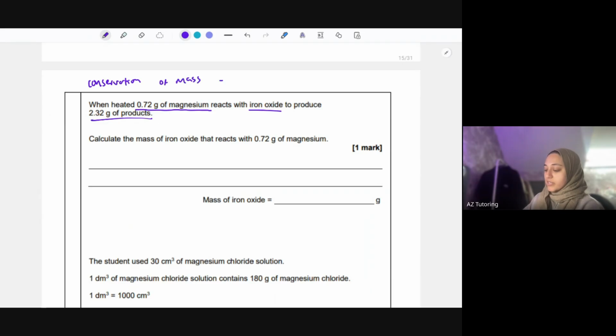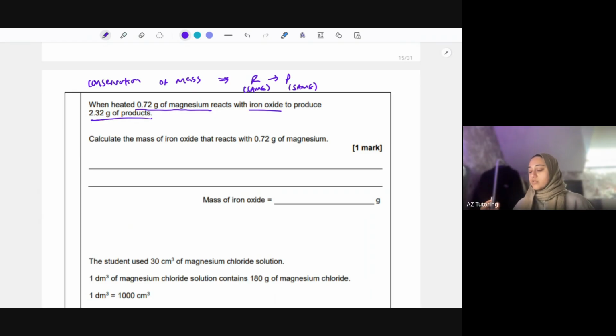that whatever reactants you put into a reaction, you're going to produce the same amount of products. So the mass has to be the same. You can't have a decrease or an increase in mass. It's a bit like conservation of energy. Energy is just never created or destroyed. It's just transferred. It's never lost.